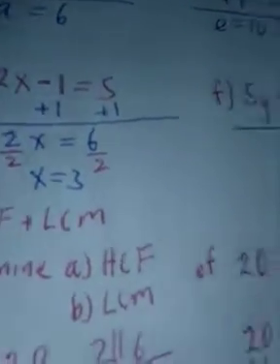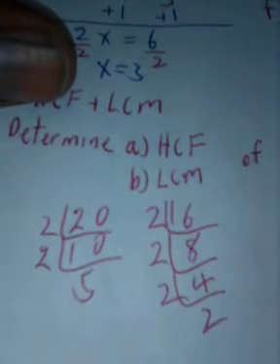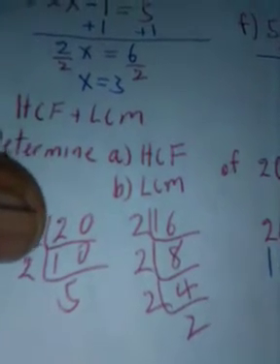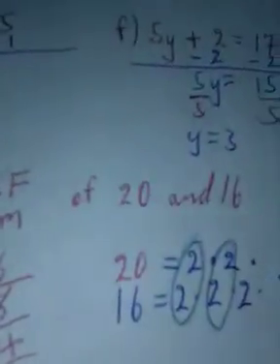All right? HCF and LCM. Determine the HCF and LCM of 20 and 16. Now the first thing is we've got to write this as a product of primes. Some of you may use the tree, and some of you may use this ladder method. 20 divided by 2 is 10. 10 divided by 2 is 5. So 20 is equal to 2 times 2 times 5.